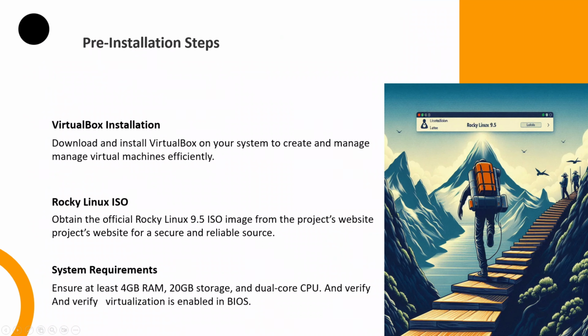Let's go through all the pre-installation steps. Download and install the latest version from the official VirtualBox website. Next, you will need a Rocky Linux 9.5 ISO file. You can download it from rockylinux.org, the official website. Make sure you have at least 4 GB of RAM, 20 GB of free disk space, and a dual core CPU for creating a virtual machine. And check that virtualization is enabled in your system BIOS settings.